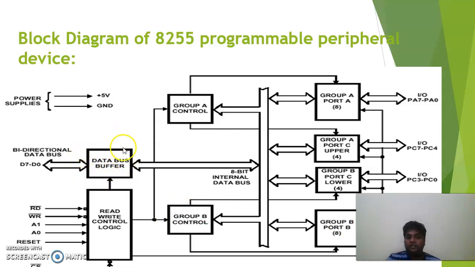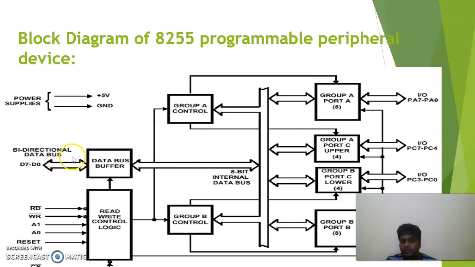The first one is the data bus buffer. What is the data bus buffer? The data bus buffer basically contains the data information, and that data information may be accessed by the microprocessor, or it may be accessed by the 8255 programmable device, through which the input output device can access that particular information. So the data bus buffer basically works as an interface between the system bus and the internal bus.